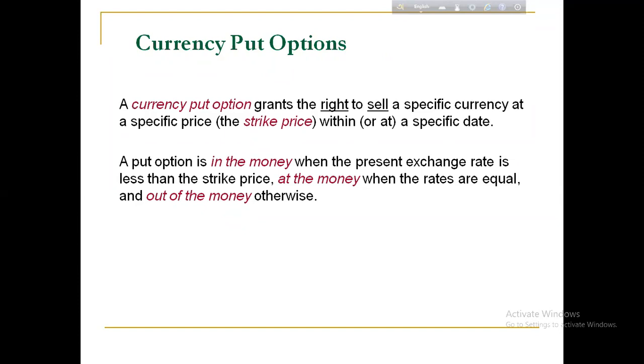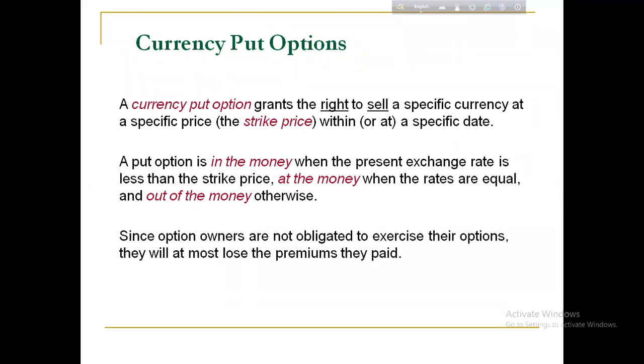So in a put option also there are three things: in the money, at the money, and out of the money. What is in the money? In the money is when the present exchange rate is less than the strike price. And at the money is when the present exchange rate is equal to the strike price. And what is out of the money? When the strike price is less than the present exchange rate.